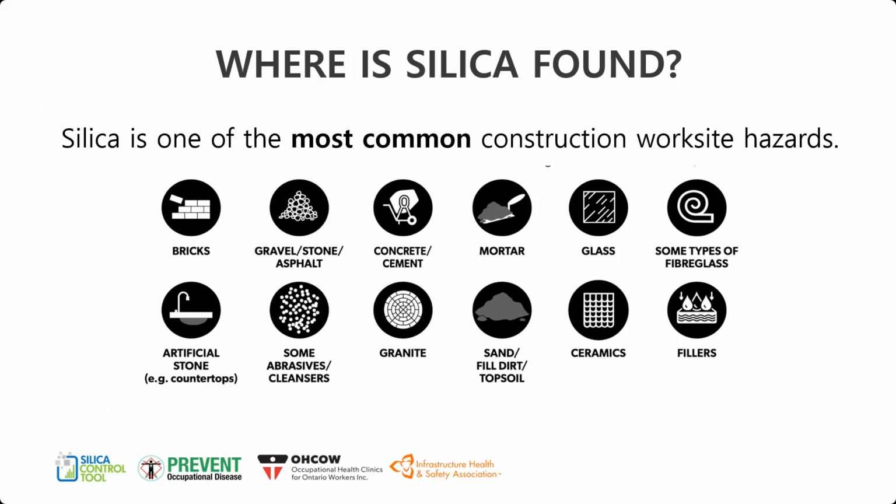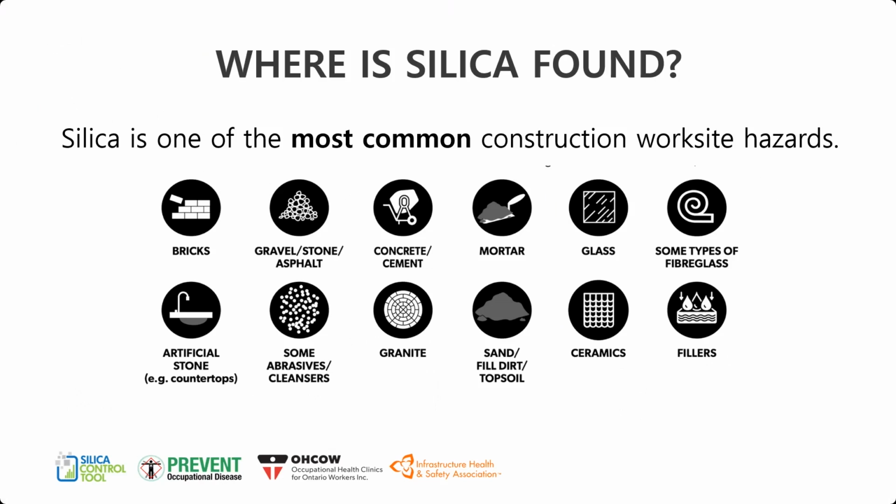Sandstone, if you're working with it, contains between 70 and 90% silica. Granite, the stone of granite, can contain between 25 and 60% silica. Slate contains between 20 and 40% silica. And finally, artificial or engineered stone can contain anywhere from 40 to 95% silica.